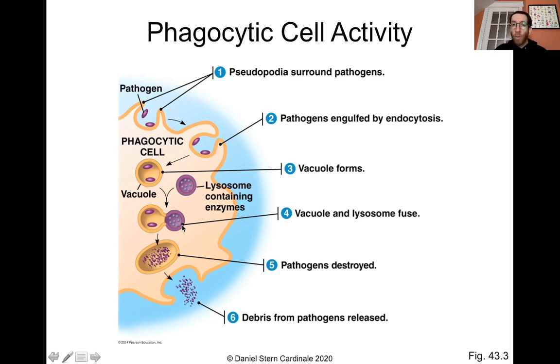Now, we're not going to use this for food, but so far the process is basically exactly the same as what we saw for phagocytosis for food. You fuse the vacuole with the lysosome. Now those enzymes are going to break down whatever was in the vacuole that you ingested. And then in the case of phagocytosis, we're just going to release the debris from the dead pathogens back out into the environment. That's the basic activity for phagocytic cells.